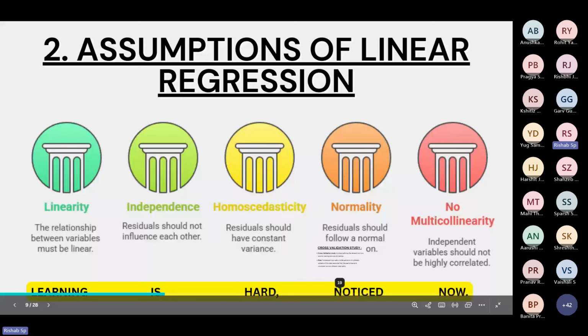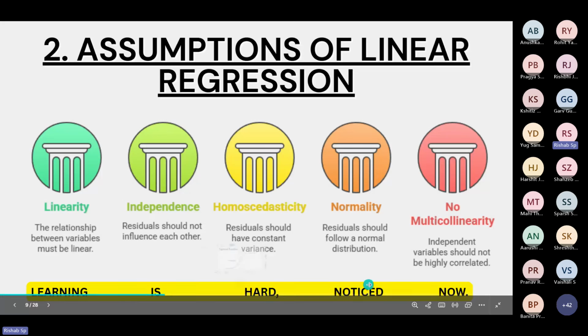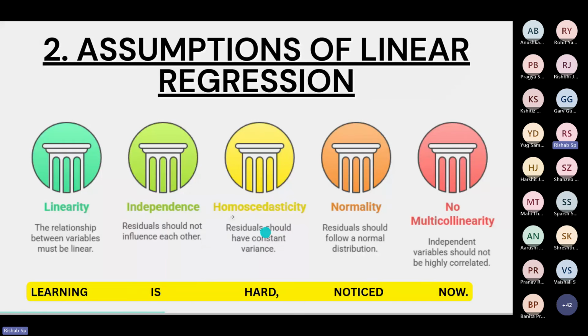Last we have again N. First and last we are talking of the variable side. So the last N is what? No multicollinearity. That is, the variables should not be highly correlated. So, learning is hard, notice now. First and last, we are talking of variables. The middle 3 we are talking of the residuals or error part.